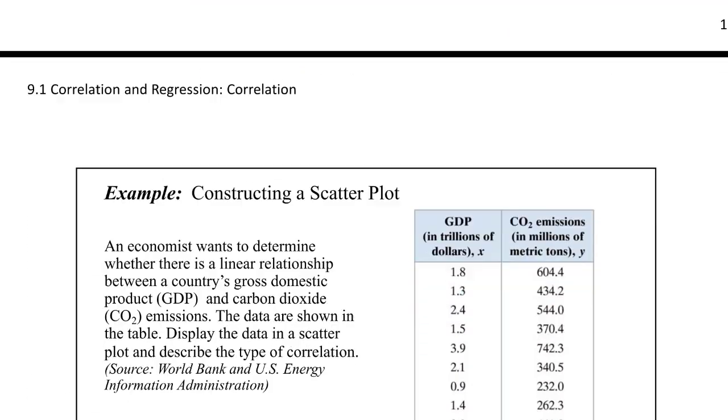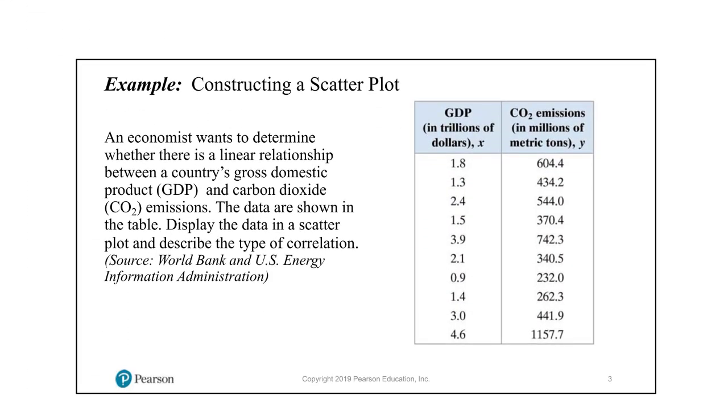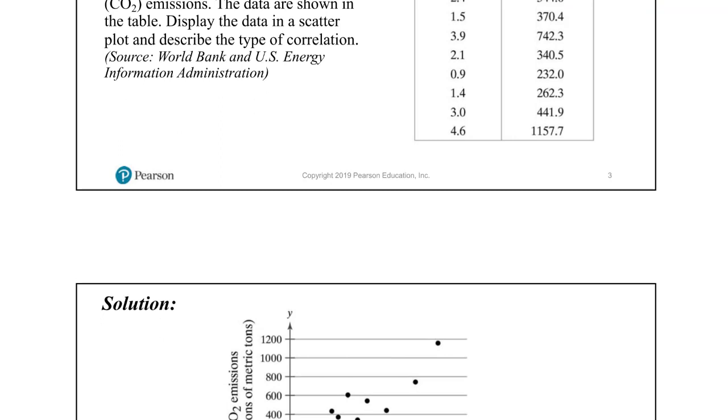So let's take a look at an example of some data. Let's say we wanted to construct the scatter plot here to determine whether there's a linear relationship between a country's gross domestic product, GDP, and the carbon dioxide emissions. We have the data for a bunch of countries here, each with its gross domestic product and its carbon emissions. These are going to be the XY coordinates that we would plot.